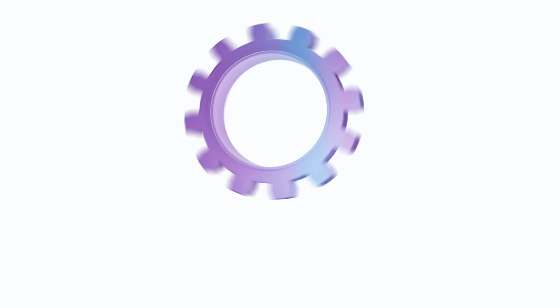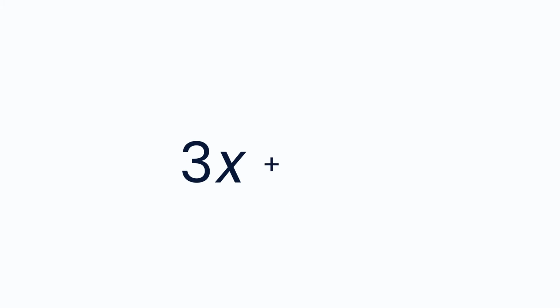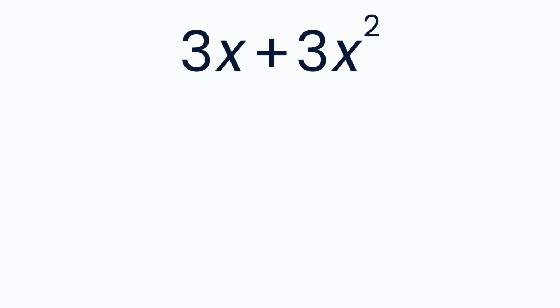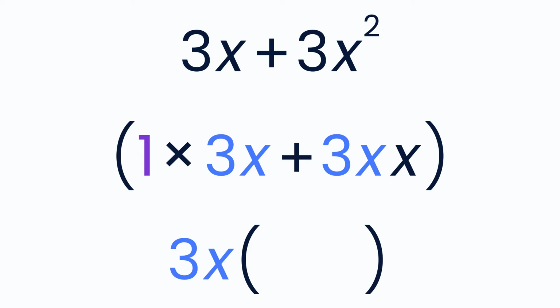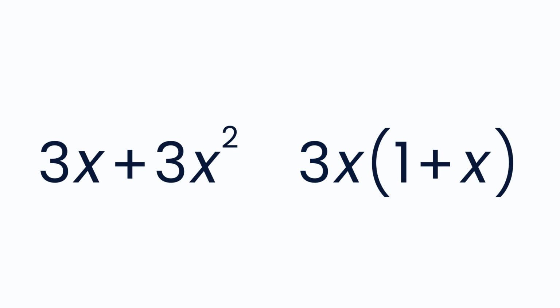Let's look at an example. Factorize 3x plus 3x squared. The first term contains the factors 3 and x, which you can think of as 1 times 3 times x. The second term has the factors 3x and x. You can now pull the common factors 3 and x out from inside the parentheses. In the first term, you're left with just the factor 1. In the second term, you're left with x. You get 3x plus 3x squared equals 3x times the expression 1 plus x.